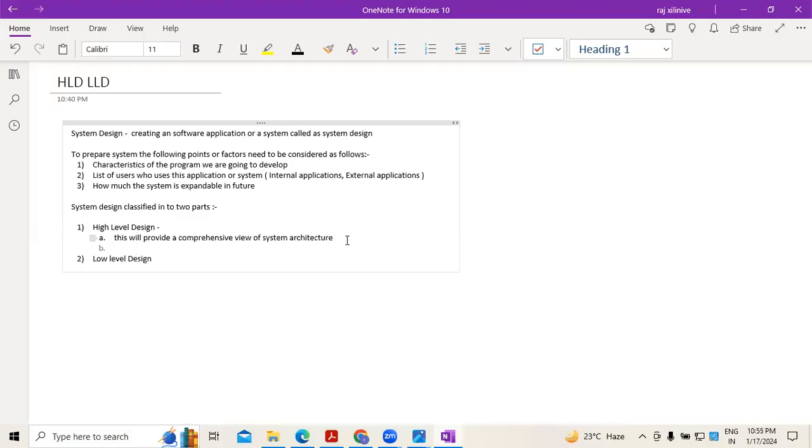Second point, it describes the main components of the system and how these components are interacting.